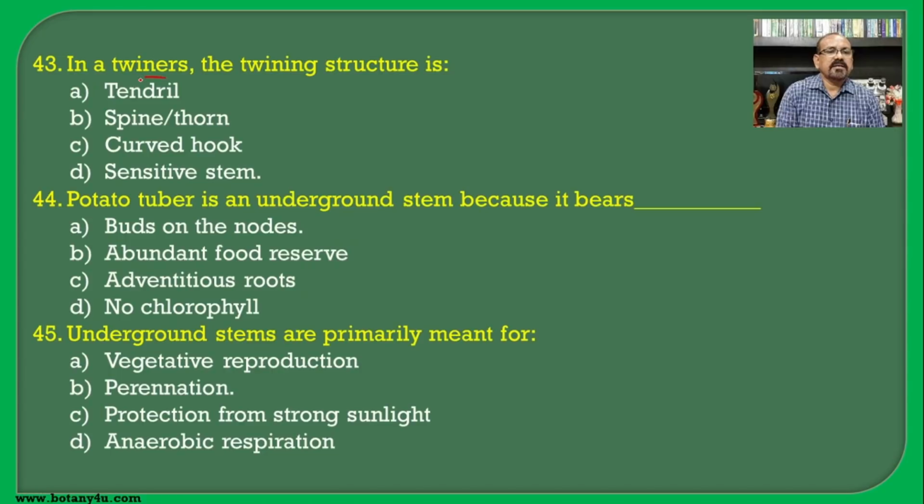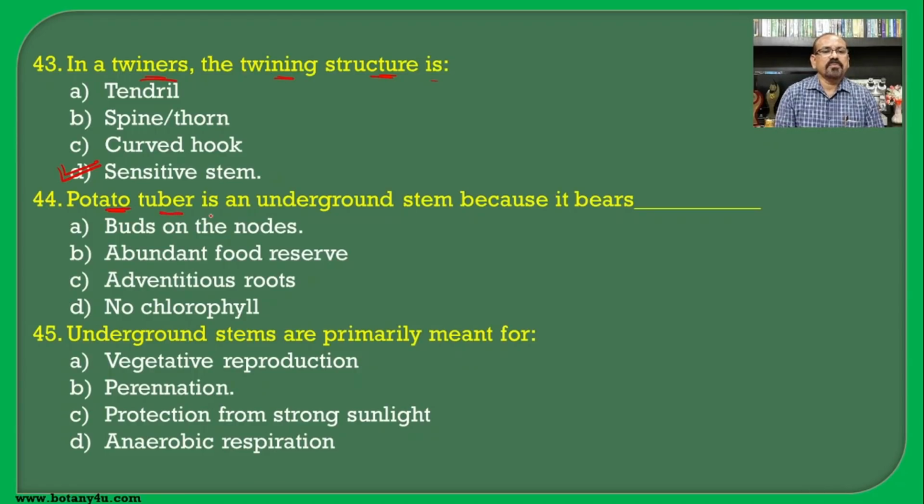Then in twiners, the twining structure: there is a difference between the climber and the twiner. Climbers have tendrils, while the twiner's stem itself has the ability to twine around the support. Hence the sensitive stem, which is responsible for twining around the support, is the characteristic feature of the twiner.